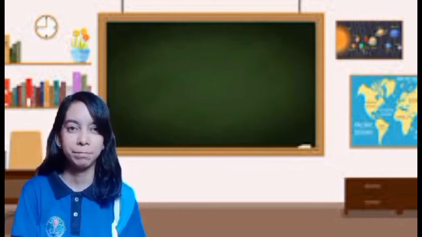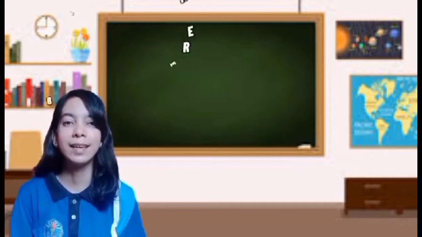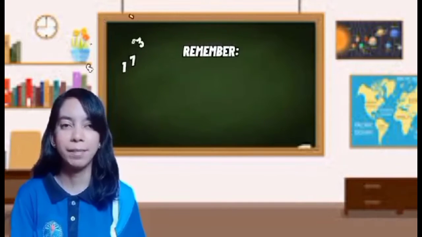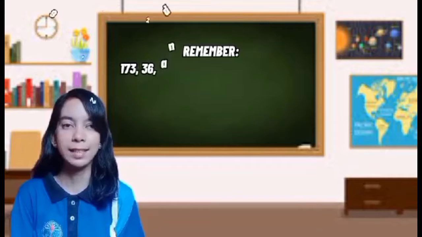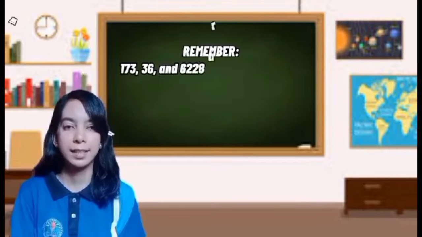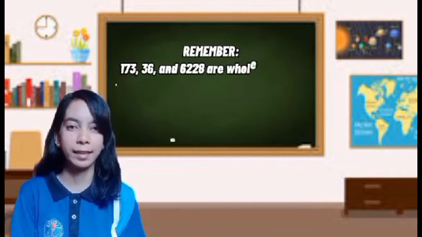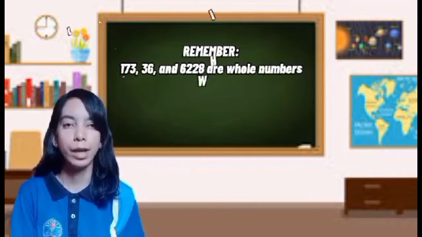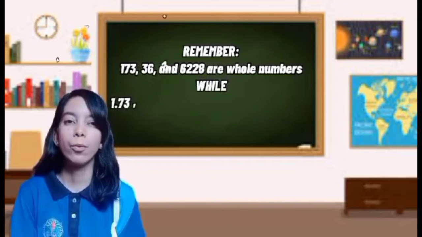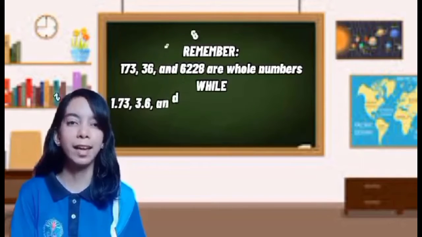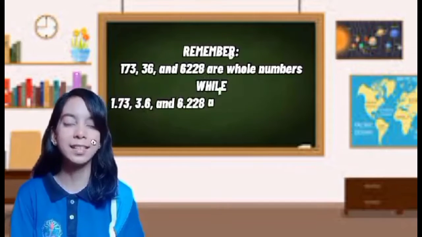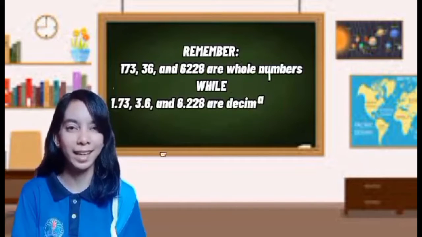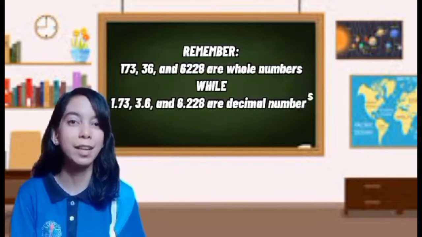So the answer is 6.228. But remember that 173, 36, and the answer 6,228 are all whole numbers, while 1.73, 3.6, and the answer 6.228 are all decimal numbers.